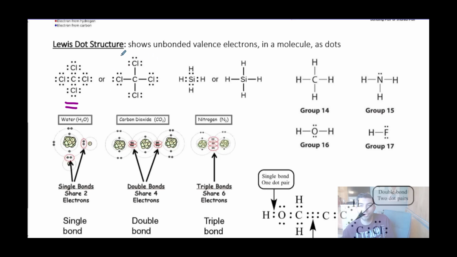As long as we are showing the lone pairs as dots, that's all we care about in terms of drawing a Lewis dot structure. The bonding pairs can be shown as either a line or dots, but if we're drawing a Lewis dot structure, at the least, the lone pairs need to be shown as dots. So those are all examples there.